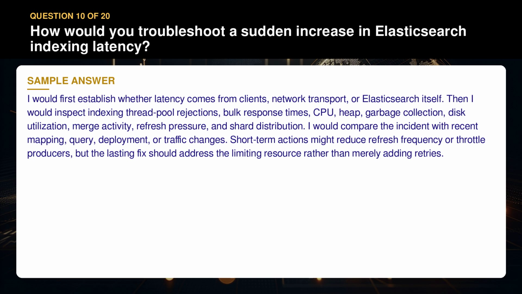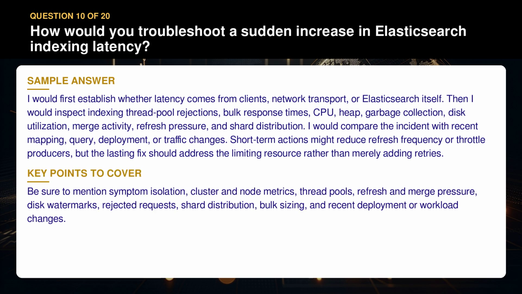Short-term actions might reduce refresh frequency or throttle producers, but the lasting fix should address the limiting resource rather than merely adding retries. Be sure to mention symptom isolation, cluster and node metrics, thread pools, refresh and merge pressure, disk watermarks, rejected requests, shard distribution, bulk sizing, and recent deployment or workload changes.